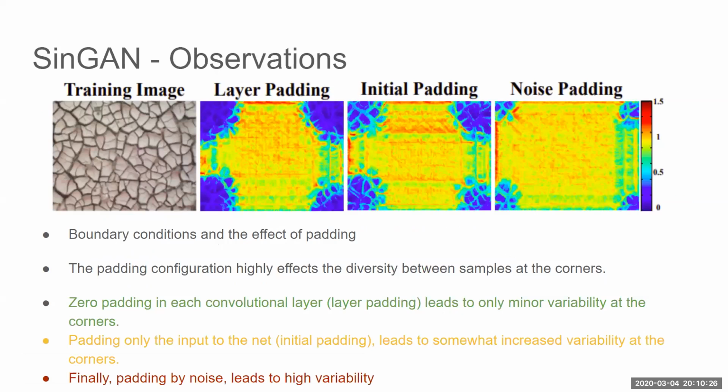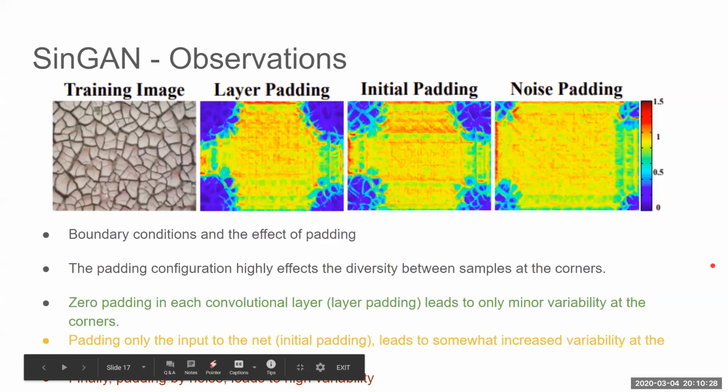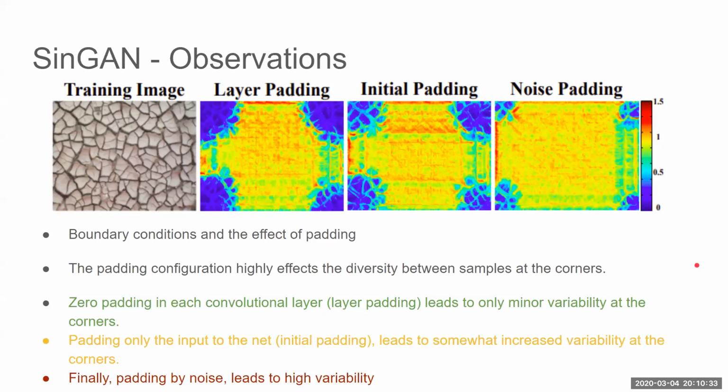Yeah, next slide. Okay, now some observations from SinGAN. Whenever we think about convolutional neural networks or convolutional layers, we definitely talk about stride, padding, and kernel size and all those things. So one observation that they have mentioned in the supplementary material is the effect of padding on the output of SinGAN.